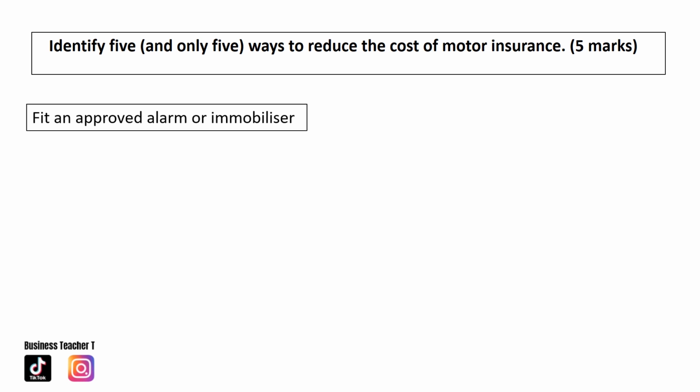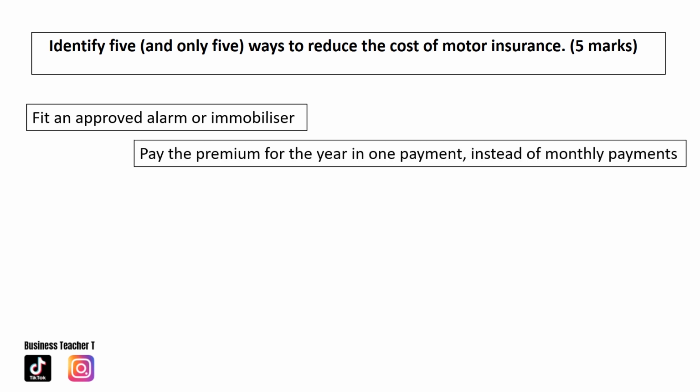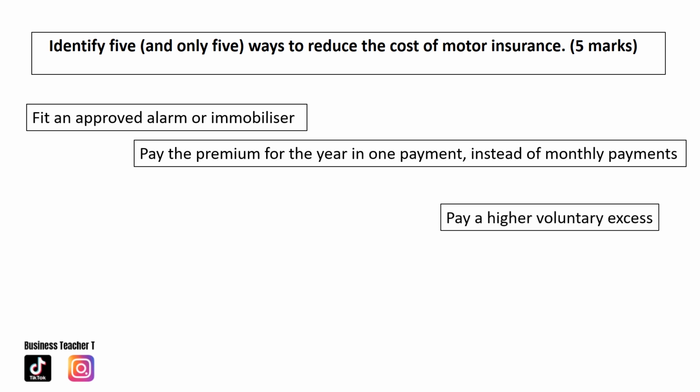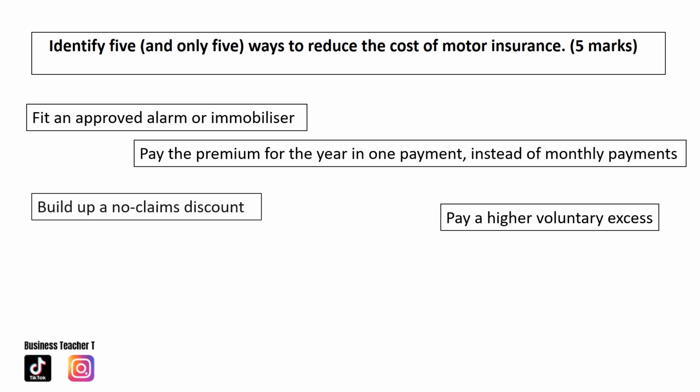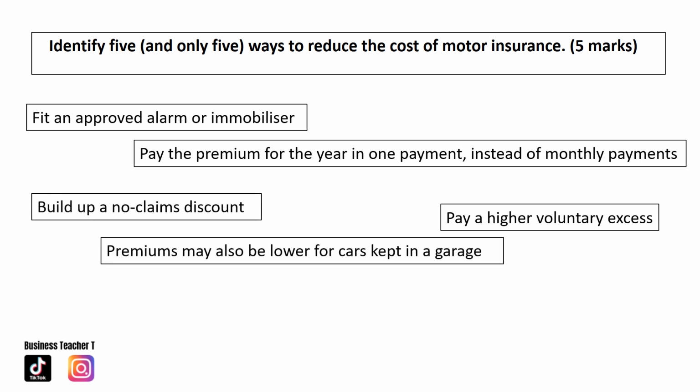One possible answer that you might have, 1 out of the 5, is they could fit an approved alarm or immobiliser. Pay the premium for the year in one payment instead of monthly payments. Pay a higher voluntary excess. Build up a no claims discount. And also, premiums may also be lower for cars kept in a garage. There are other points that you might have included, and they will accept any other appropriate response.